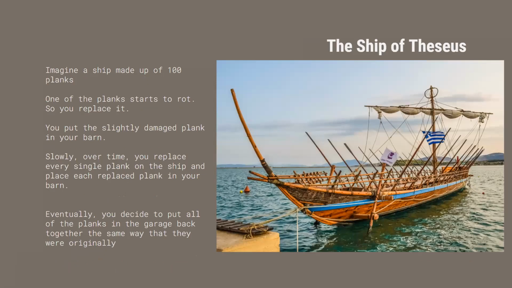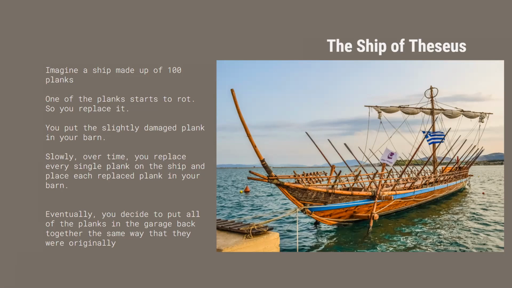Another example, and this one's pretty fun, and we'll come back to it, is the Ship of Theseus. It's a good puzzle. Now, imagine you take a ship that's made of 100 planks, and you take it out to sea, and you're going for a little while. One of the planks starts to rot, and so you replace it. You put the slightly damaged, slightly rotting plank into your barn, and don't you forget about it.